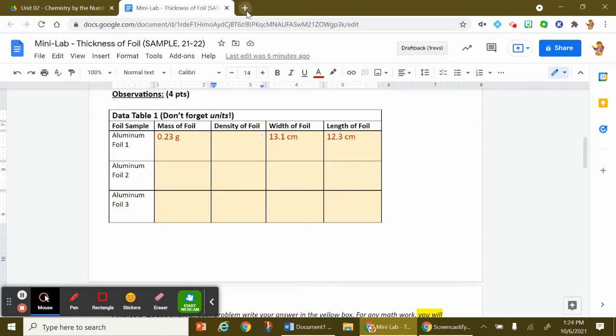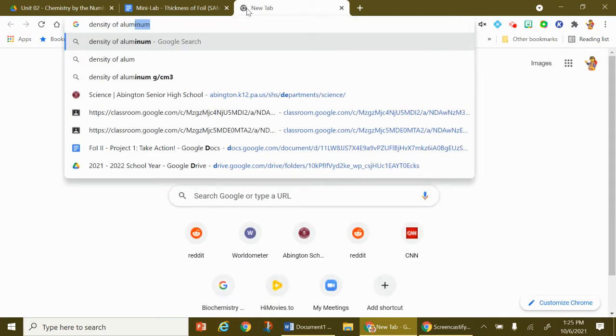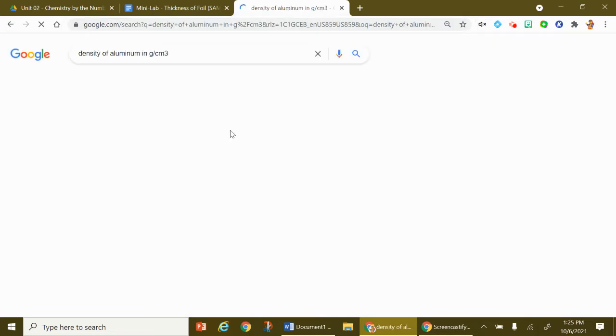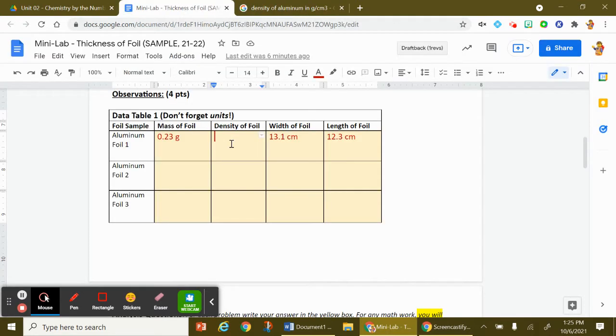Now, density. How do you get the density? Well, check this out. It is aluminum foil, meaning it's made of aluminum. If you know what a substance is, you can find its density online because it does not change. I can just search density of aluminum in grams per cubic centimeter. That's a good unit to use right here. And it's 2.70.